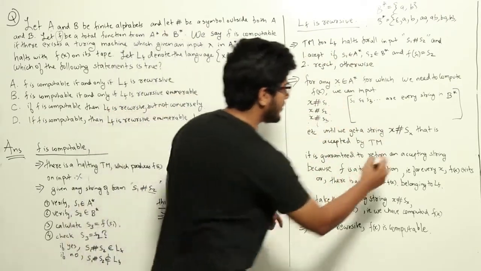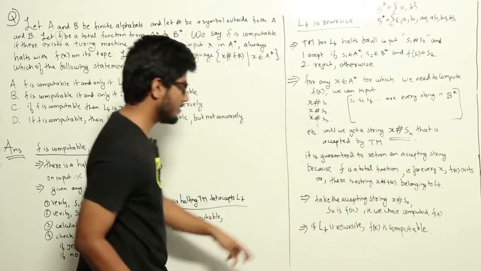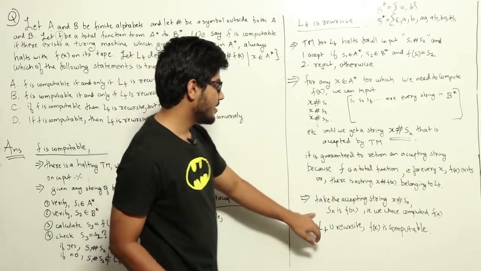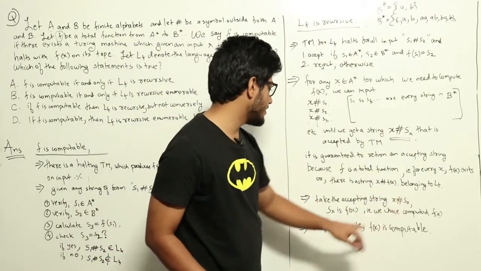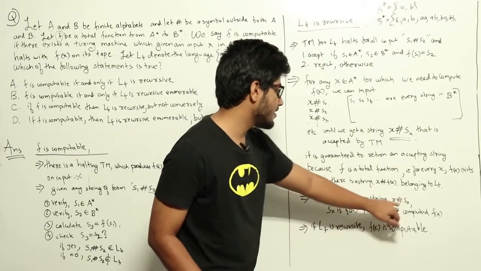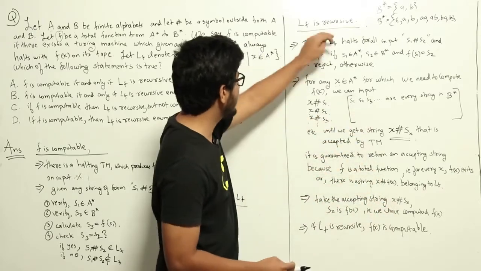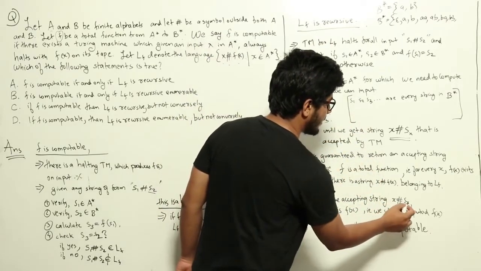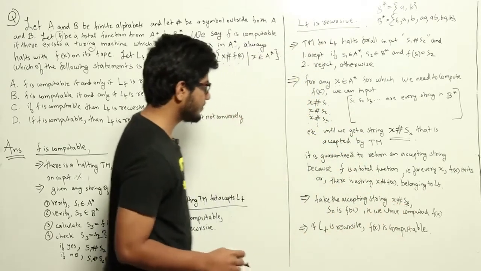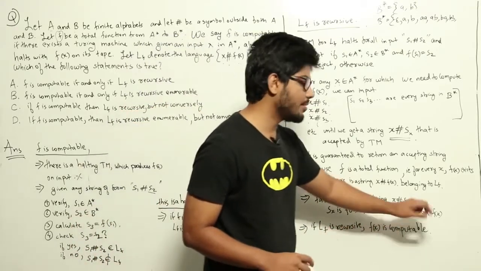Now what is this string that this Turing machine says it accepts? Take the accepting string x#s_x. s_x is nothing but f of x. If this string belongs to LF, it means that s_x should be equal to f of x, i.e. we have just computed f of x.